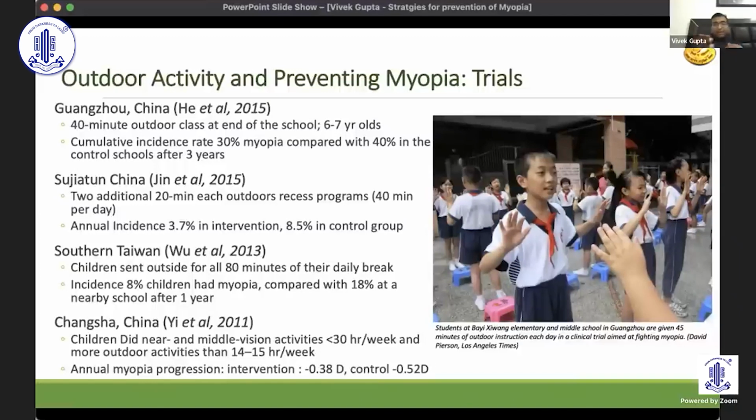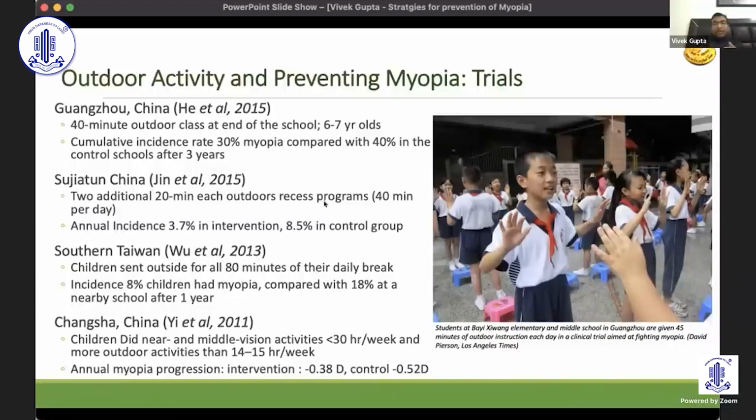8% of children in the intervention schools had newly developed myopia, compared to 18% in a nearby school where no intervention was happening. And the last one was about 30 hours per week of outdoor activities, and the annual myopia progression was measured in diopters here. It was 0.38 diopters progression in the intervention group compared to 0.52 diopters in the control group.